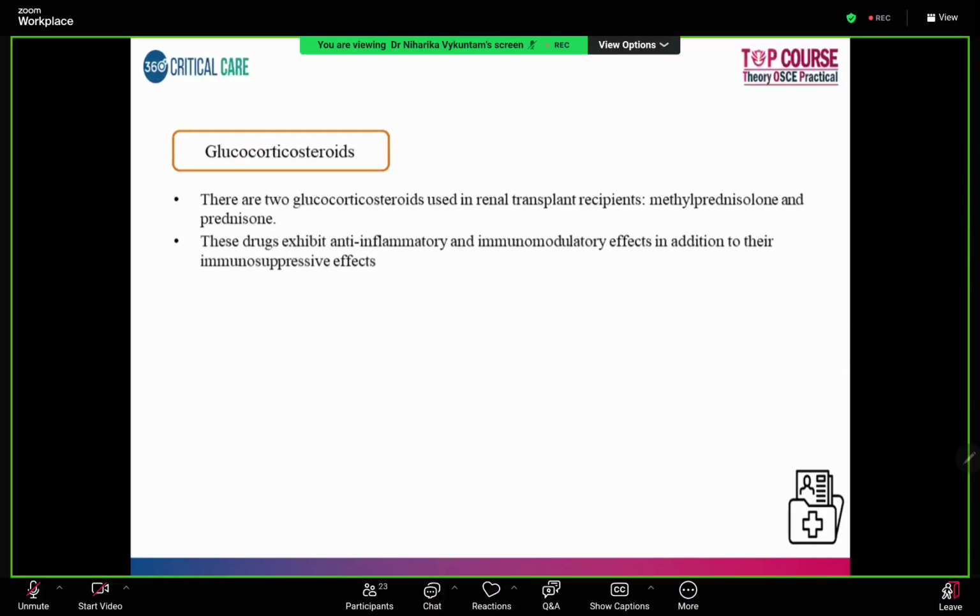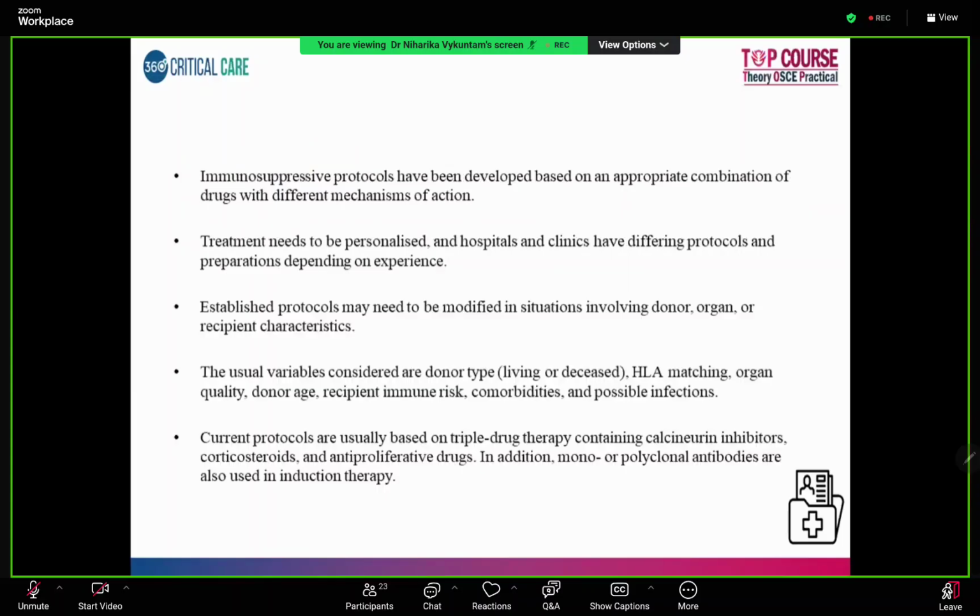And the last one is the glucocorticoids. The two commonly used glucocorticoids in renal transplant patients are methylprednisolone and prednisolone. They exhibit anti-inflammatory and immunomodulatory effects in addition to their immunosuppressive effects. There are different protocols which have been practiced in different hospitals.